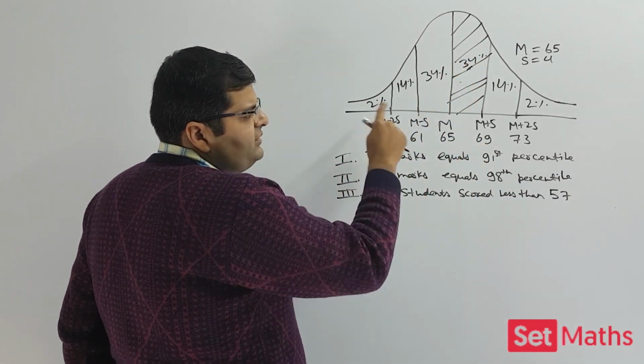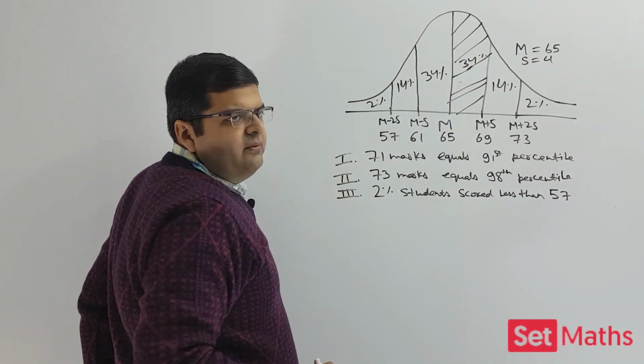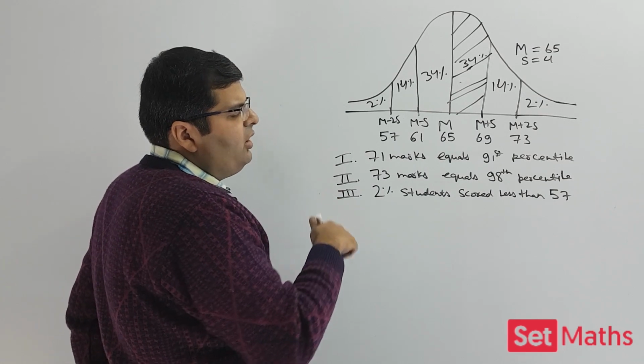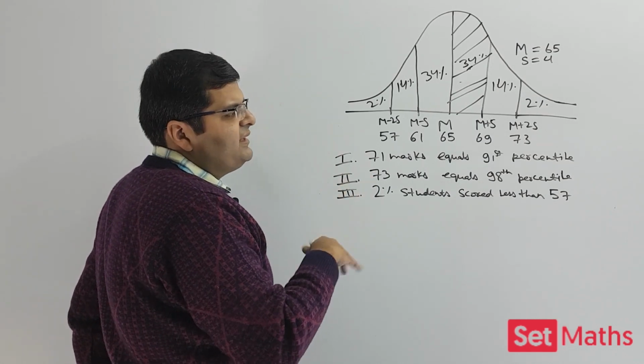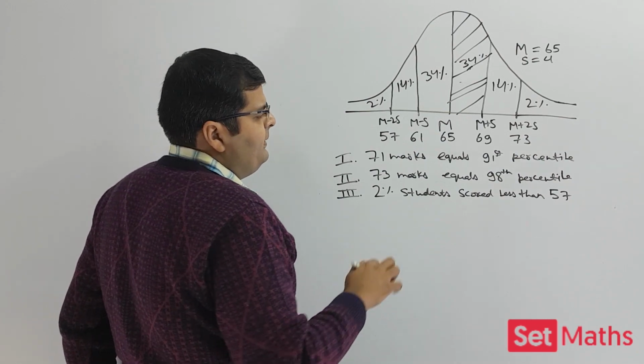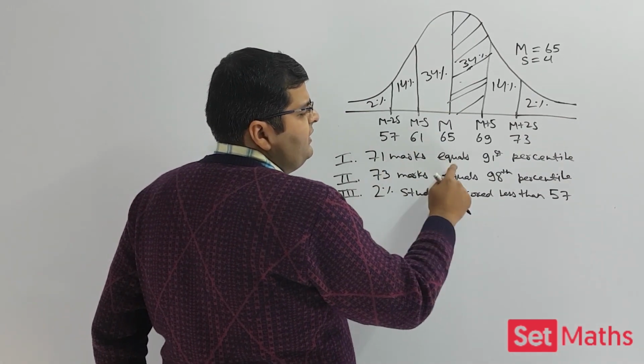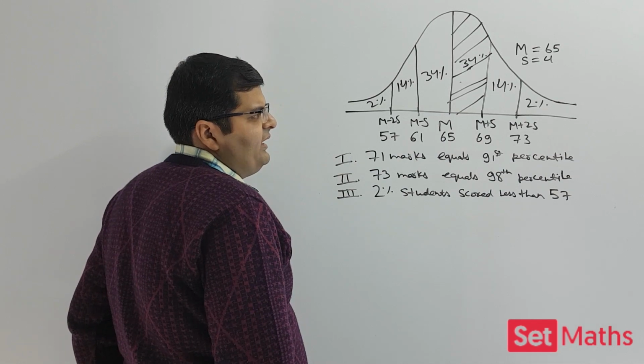So now based on this information, we have to figure out which of these statements, one or more than one, can be correct. We have to find which of the statements is correct and which is incorrect. So now the first one says 71 marks equals 91st percentile.